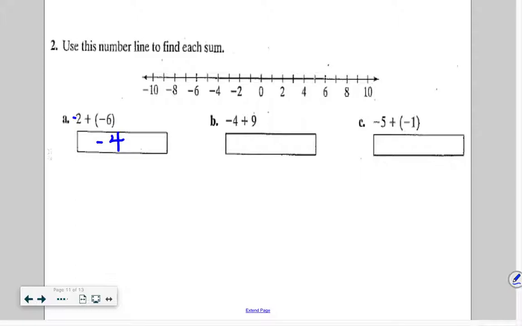-4 plus 9. Are your signs the same? No, one's negative and one's positive, right? So you have to subtract. What's 9 minus 4? 5. What's bigger, 4 or 9? 9. It is positive, so my answer is also positive. And -5 plus -1 is going to be? -6. This could be our diver, swimming down 5 feet and then swimming down another foot. He is a total of 6 feet below the surface.